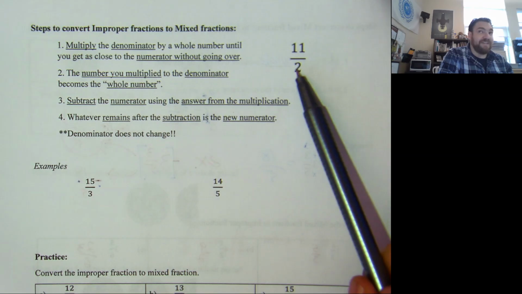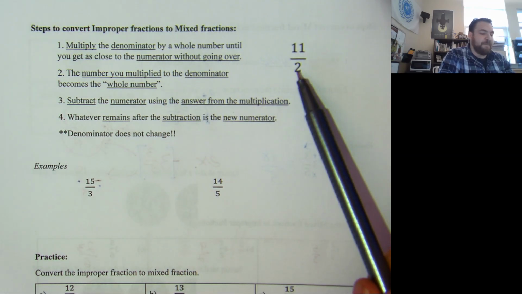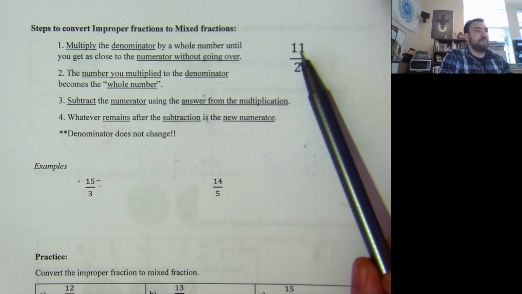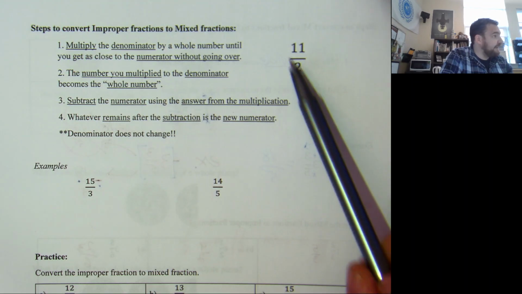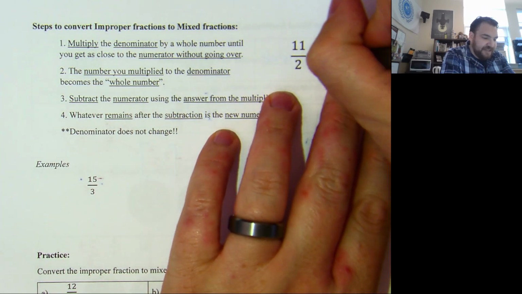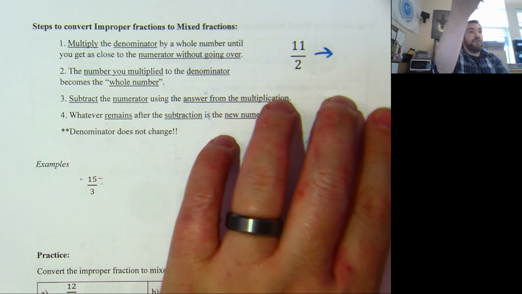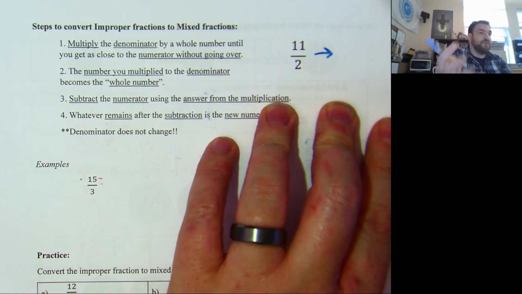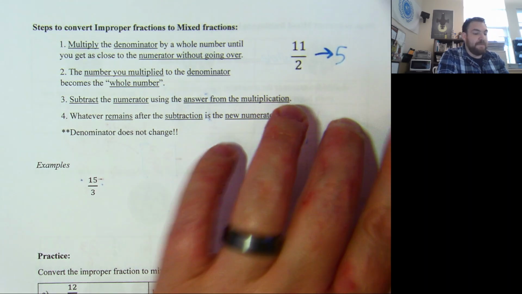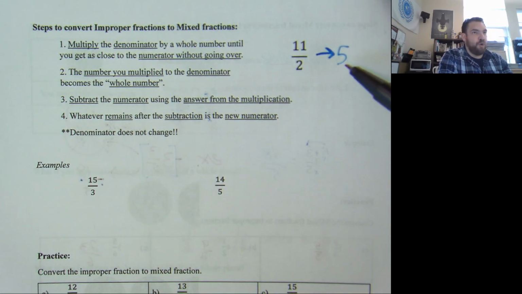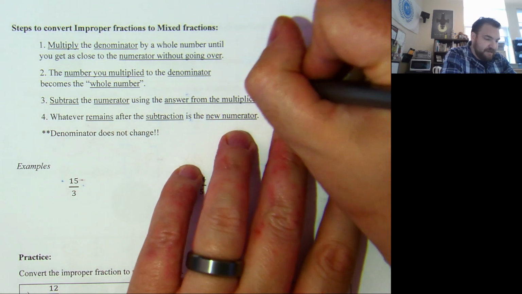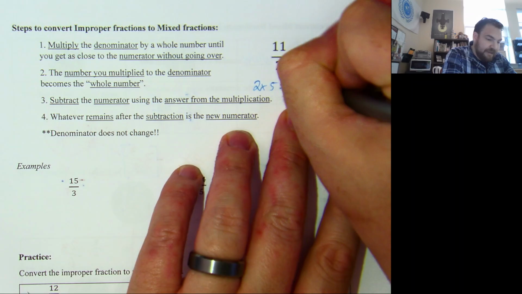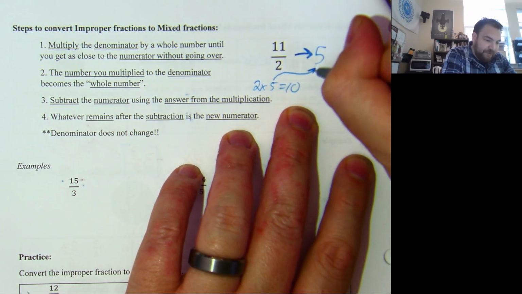So, what is the biggest, I know it's dark, right? What is the biggest number we can get that is a multiple of 2 that's smaller than 11? It's 10. So what do I have to multiply 2 by to get 10? 5. And so when I convert this, we're going to pull out those 10. 2 times 5 is 10. So the 5, the thing that we multiplied by to get 10, becomes the whole number out front.